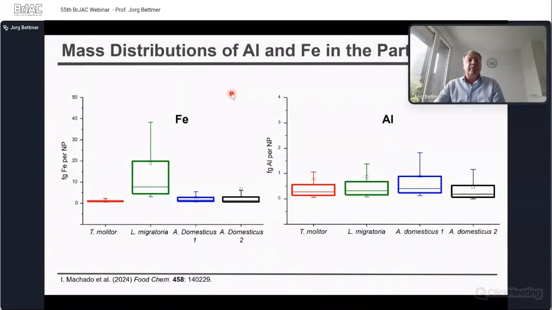And if you have a look at the mass distribution of these 2 elements in the particles, you see, besides this exception, they are almost identical for the different insects. In the case of iron, the mass of iron per nanoparticle varies between roughly 1 and 2 femtograms. In the case of aluminium, it varies between 0.1 and maybe 0.6 femtograms per nanoparticle, but basically independent from the insect itself, besides the case of iron.